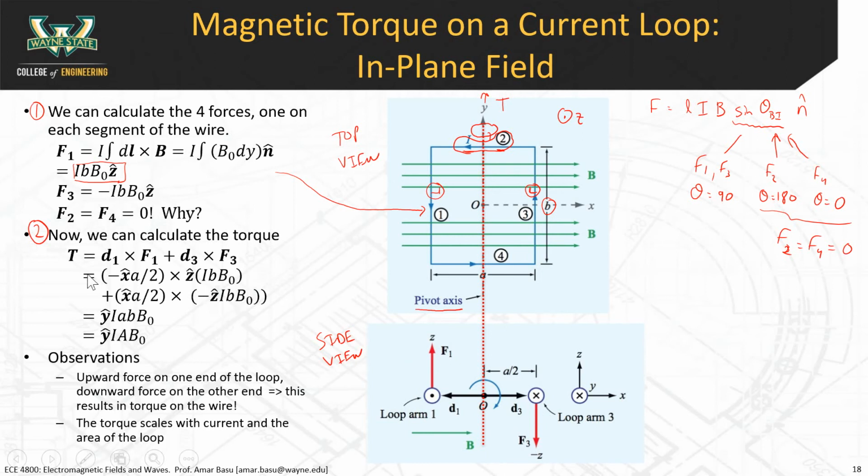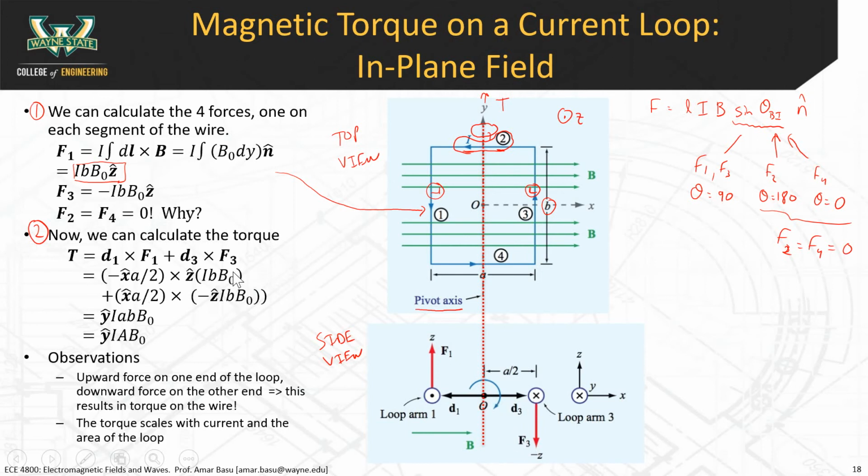All right, so in the first one here, the D1 cross with F1, D1 is equal to negative x hat A divided by 2. Okay, where did this A divided by 2 come from? Well, this is the length. A represents the length going from one side of this loop to the other side of the loop. But if you look at where this is the axis of rotation, 0. So the length from the axis of rotation to the loop arm is A over 2. The distance from the axis to the loop arm here is A over 2. So that's where the A over 2 comes from.